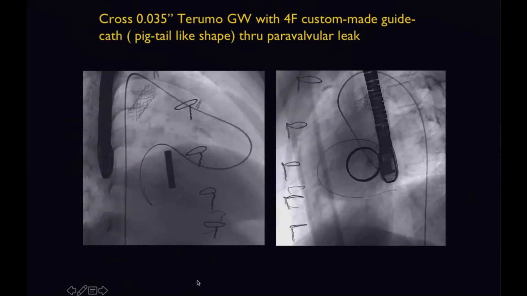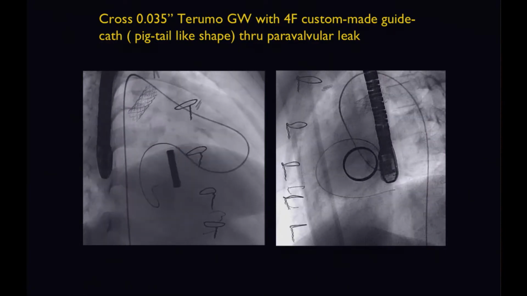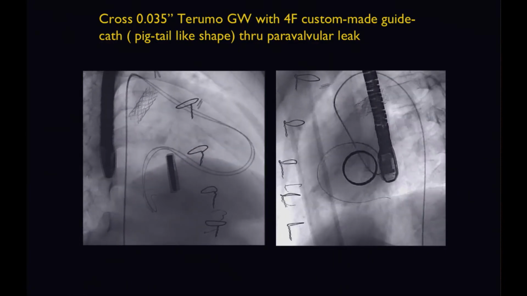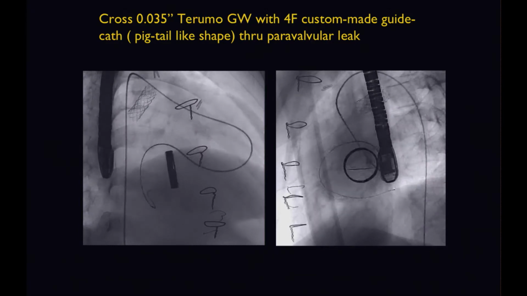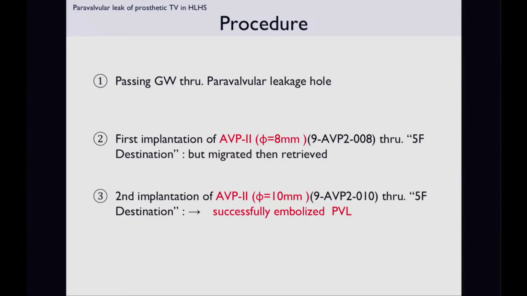I think it is not difficult to pass the guide wire through by this transaortic approach. And the device was first implanted, the AVP2 in a size of 8 millimeters, through the 5 French destination. But unfortunately, it migrated, so we needed to retrieve the device. We crossed again, and a second implantation was made with the AVP in a size of up to 10 millimeters, through the 5 French destination.